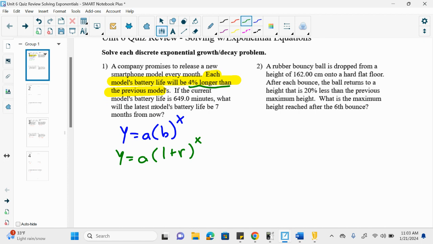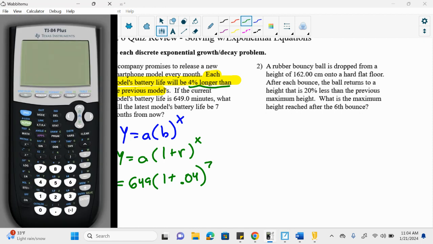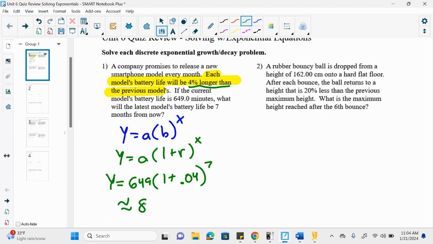So the current model is 649 minutes. So we'd say y equals 649 times 1 plus r. Well, if it's 4% longer each time, we change that percent to a decimal. That'd be 0.04. And then x is the number of times it's happening. So if it's 7 months from now, to the 7th power. Okay, so that's what we can throw in our calculator. 649 parentheses 1 plus 0.04, close our parentheses, caret key 7. So we get 854.04. So we can say approximately 854 minutes.